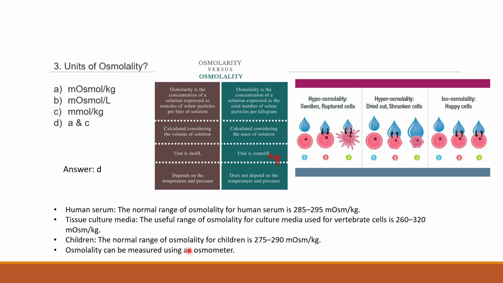In children, the normal range of osmolality is 275 to 290. It is a little lesser than adult human serum. Then osmolality can be measured by using an instrument called an osmometer. So this is all about osmolality.